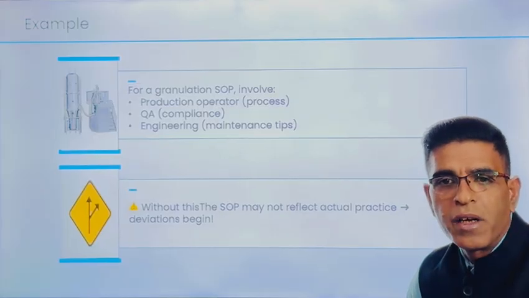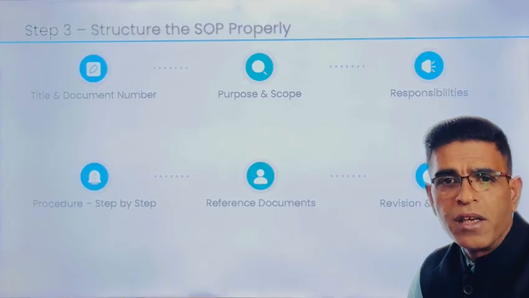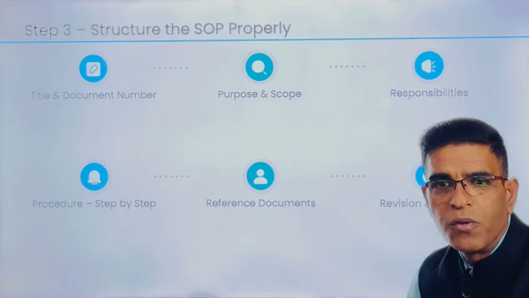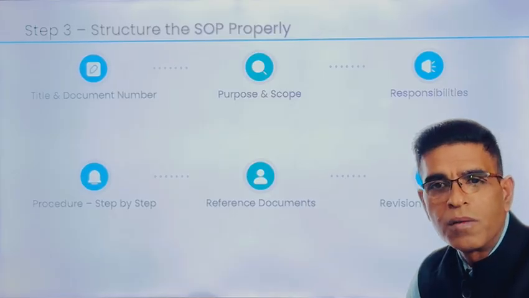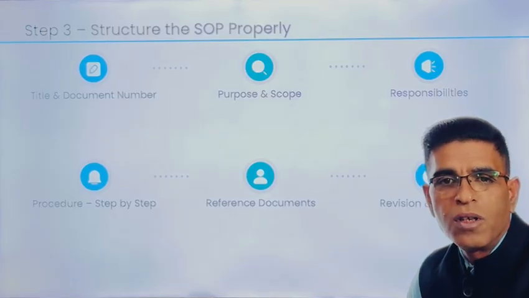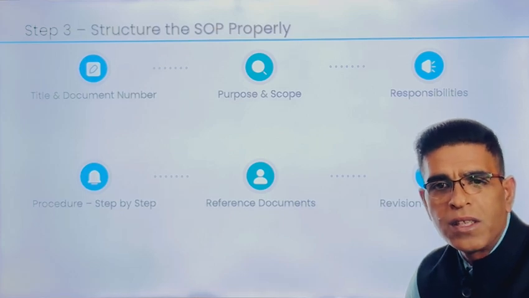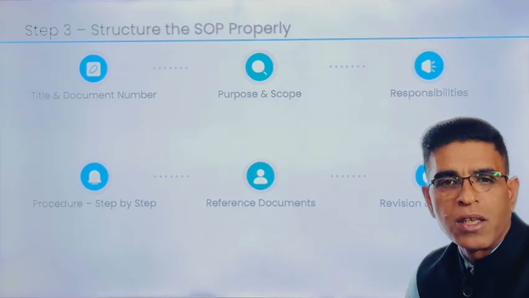Now let's move on to the next big part. What's the structure of an SOP? A standard format of a standard operating procedure should include, first and foremost, a title and a document number. For example, an SOP for equipment cleaning, SOP QA 101. Missing this title or the number can cause confusion and version mismatch.